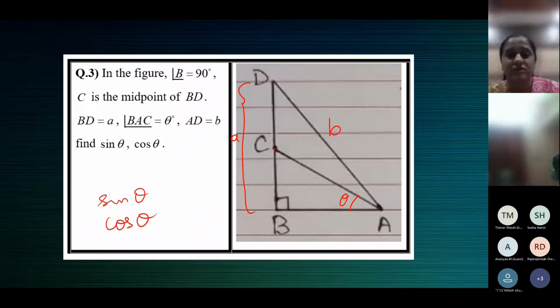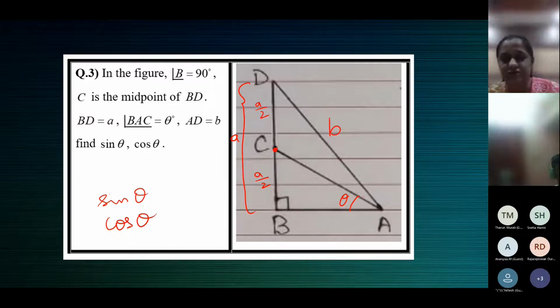All right. Since it's given that C is the midpoint of BD, CD will be A by 2 and BC will be A by 2, correct? Because C is the midpoint of BD, and BD is A, BC and CD each will be half of A, A by 2. Like if the whole thing is 10 centimeters, BC will be 5 centimeters, CD will be 5 centimeters. So here it is A, and A by 2, A by 2.